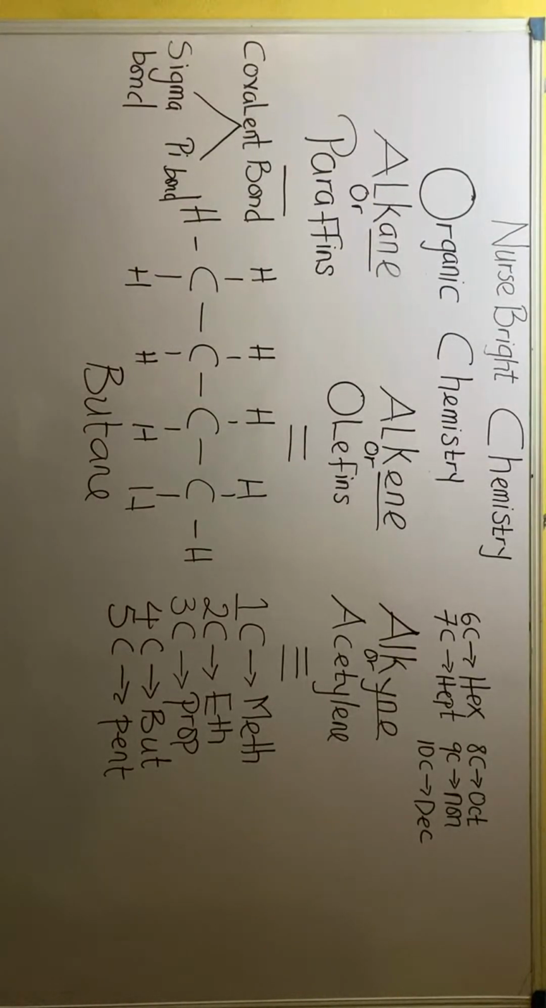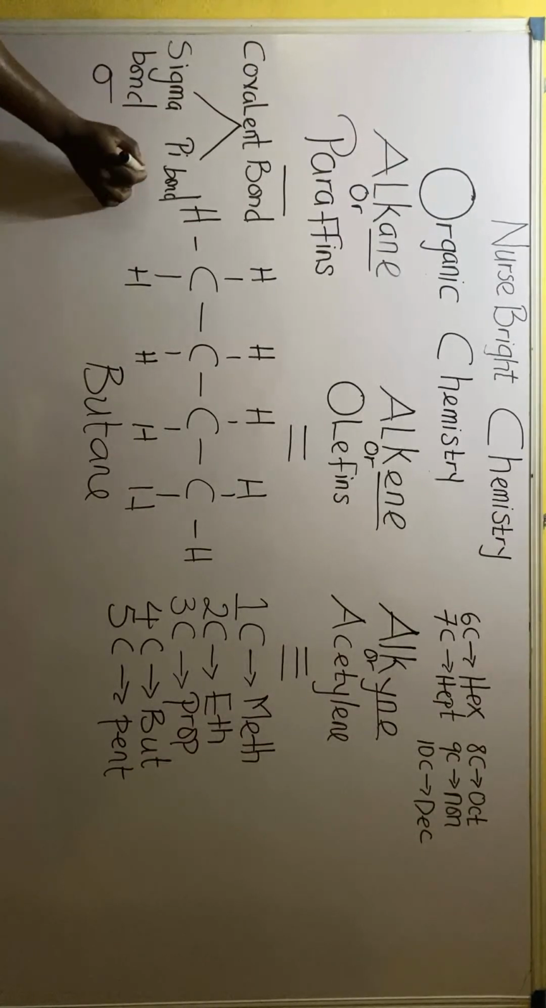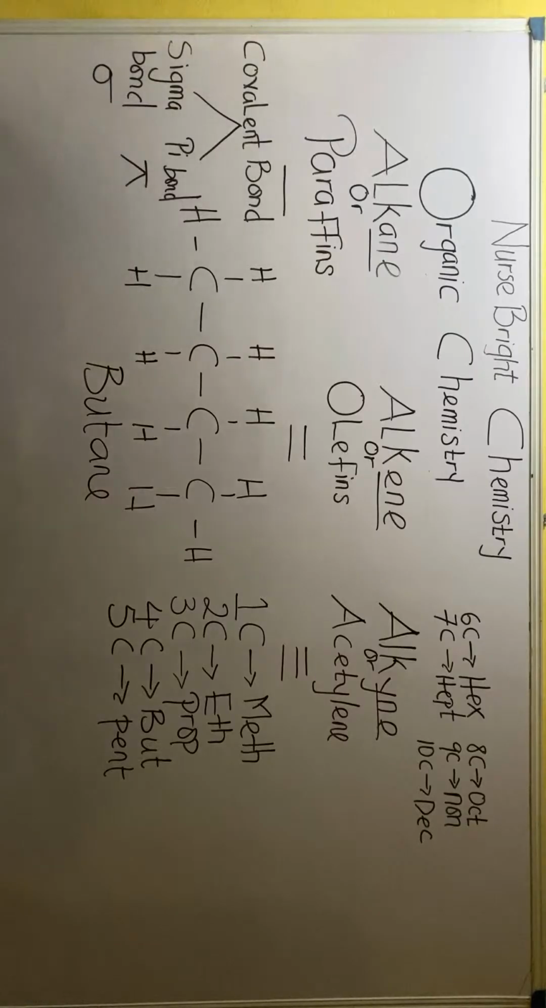So then we have to know how to identify the sigma and pi bond. First of all, you should know the symbol of sigma. Sigma is symbolized as this. Pi is symbolized as this, like in mathematics 22/7. But that's the symbol. So you have to know how to identify these bonds.